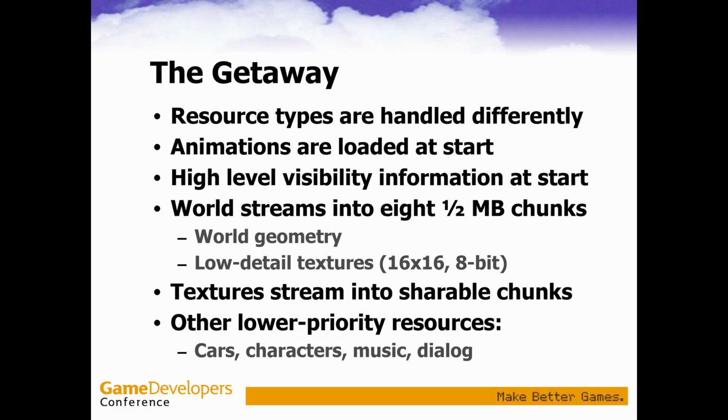So for textures, it streams them into smaller shareable chunks that can be reused throughout the game. And other low priority resources are handled differently as well. Characters, cars, music, and dialogue have a similar streaming caching system.